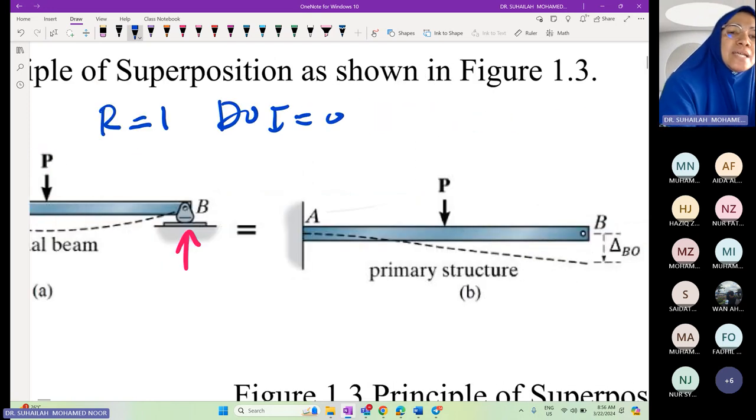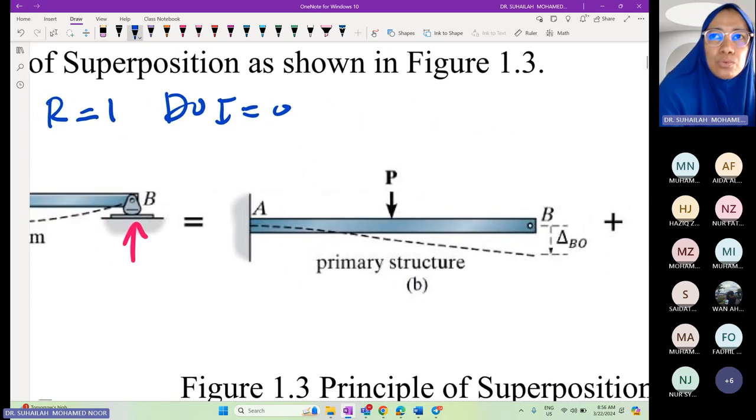Okay, so kat sini kita buang satu. Kita buang redundant. Buang redundant pada beam. That means kita remove roller. Remove roller maknanya kita choose redundant, BY tu jadi redundant. You get the idea. Remove satu. Dalam case ni dia remove BY. Bila dia remove BY, dia jadi apa?